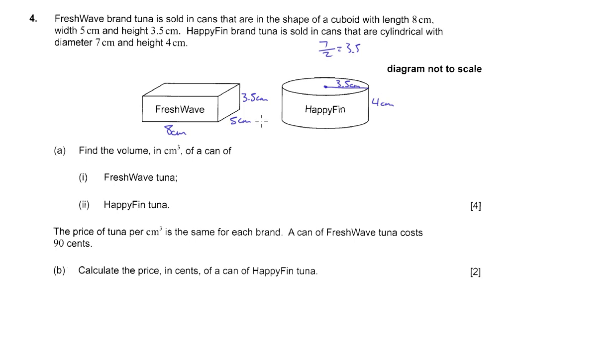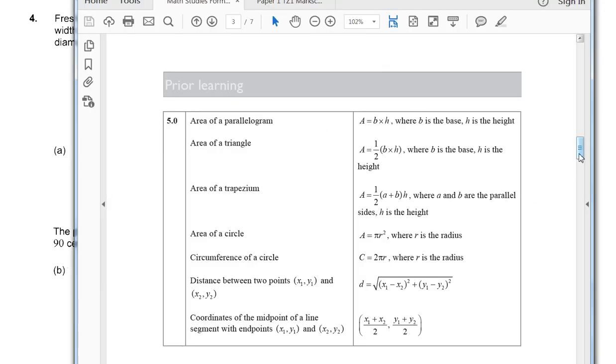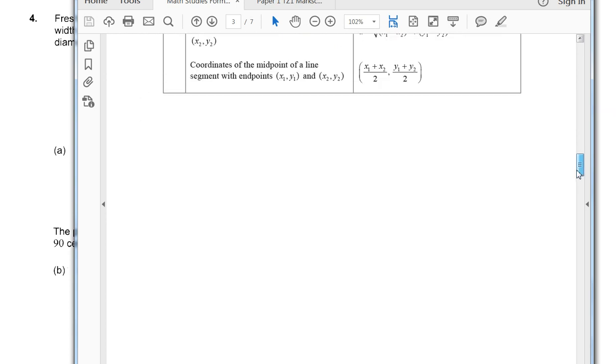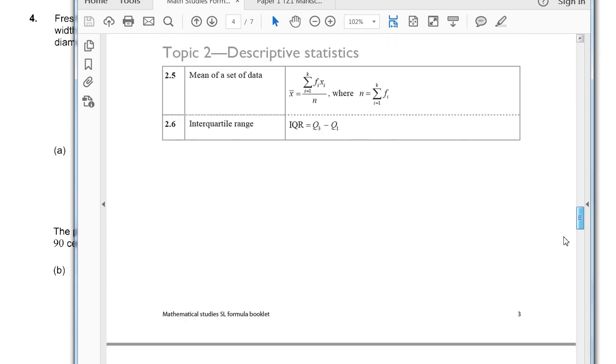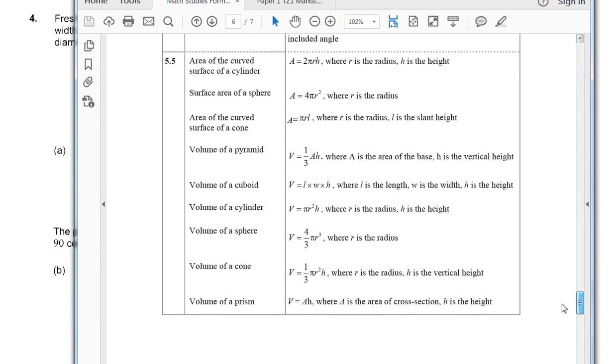Okay. So first thing they want us to do is find the volume in cubic centimeters of a can of Fresh Wave tuna. So there's our Fresh Wave tuna can. Okay, so to find the volume of that, hopefully you remember that it's length times width times height. If not, it's on our formula sheet here. And let's see if we can find it. It's going to be on this here.